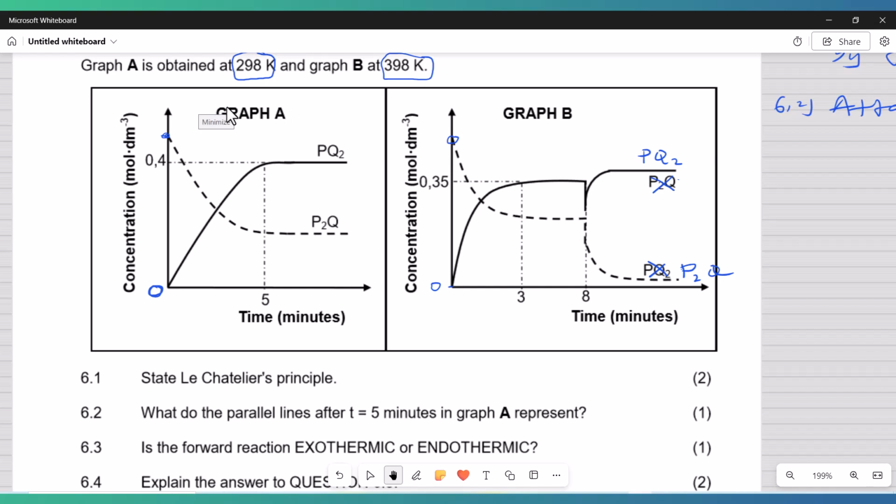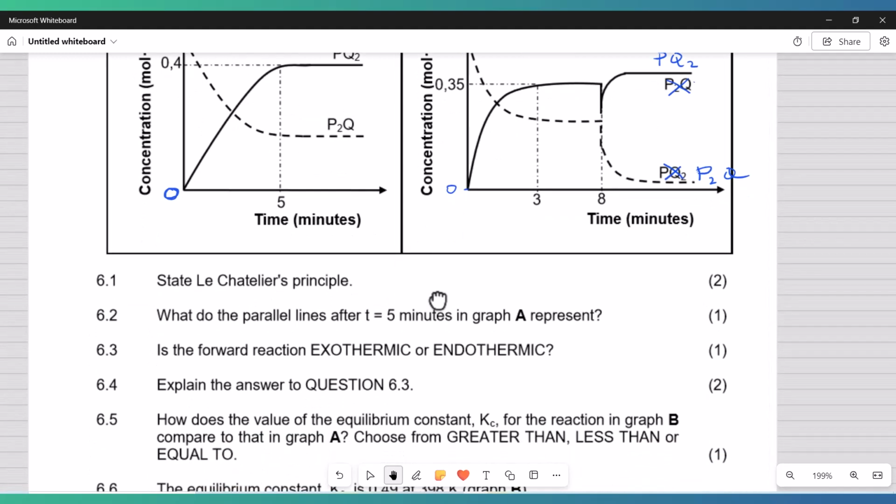They're saying here, is the forward reaction exothermic or endothermic? Now look at graph A. We have 0.4 at equilibrium for the product. What about graph B? We have 0.35. So meaning to us that an increase in temperature has led to a decrease in the products. Because of that, it must be an exothermic reaction.